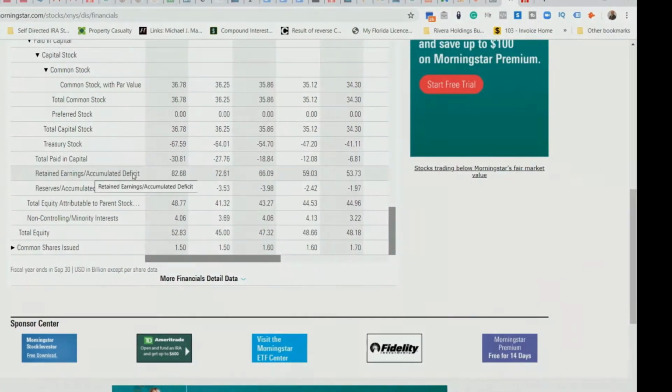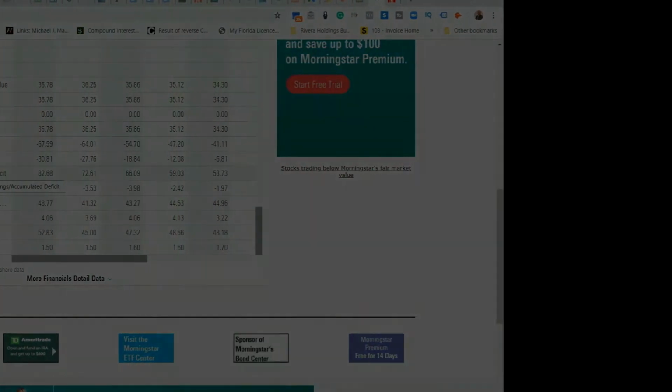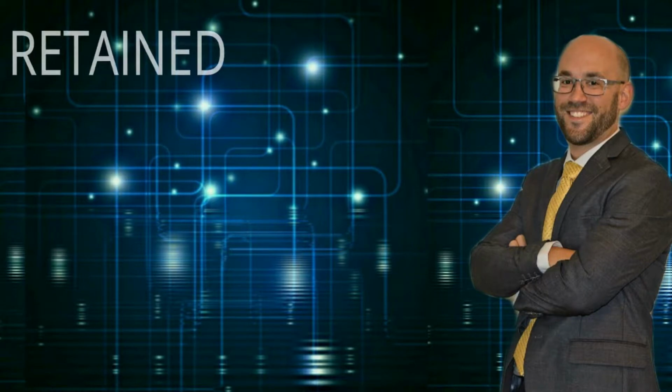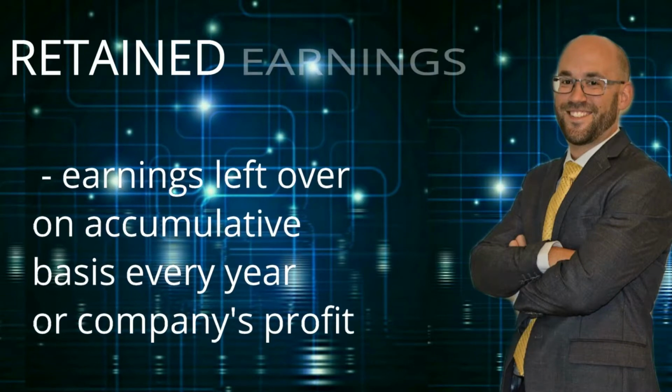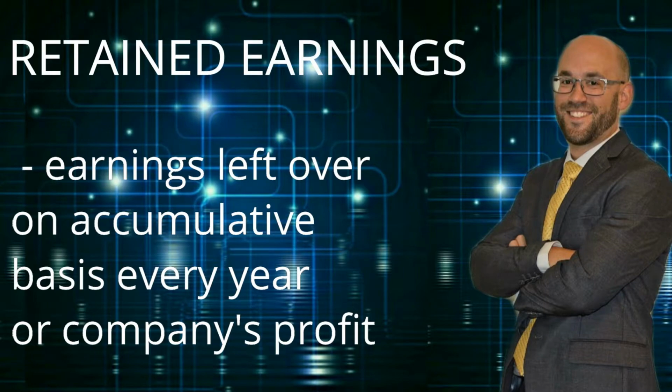We'll talk about accumulated deficit in another video. For today's video, I want to concentrate 100% on retained earnings. Retained earnings are the earnings left over on a cumulative basis every year from a company's profit. So if a company earns a net profit of $1 million in one year, and the next year they earn a net profit of $2 million, they would have retained earnings of $3 million. These build up over time.